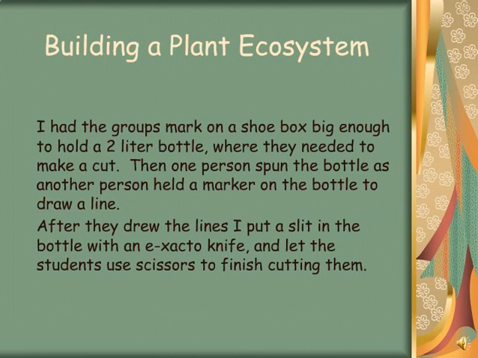To build a plant ecosystem, I had the groups mark on a shoebox big enough to hold a 2-liter bottle where they needed to make a cut. Then one person spun the bottle as another person held a marker on the bottle to draw a line. After they drew the lines, I put a slit in the bottle with an X-Acto knife and let the students use scissors to finish cutting them. I made sure every person in the group helped out.